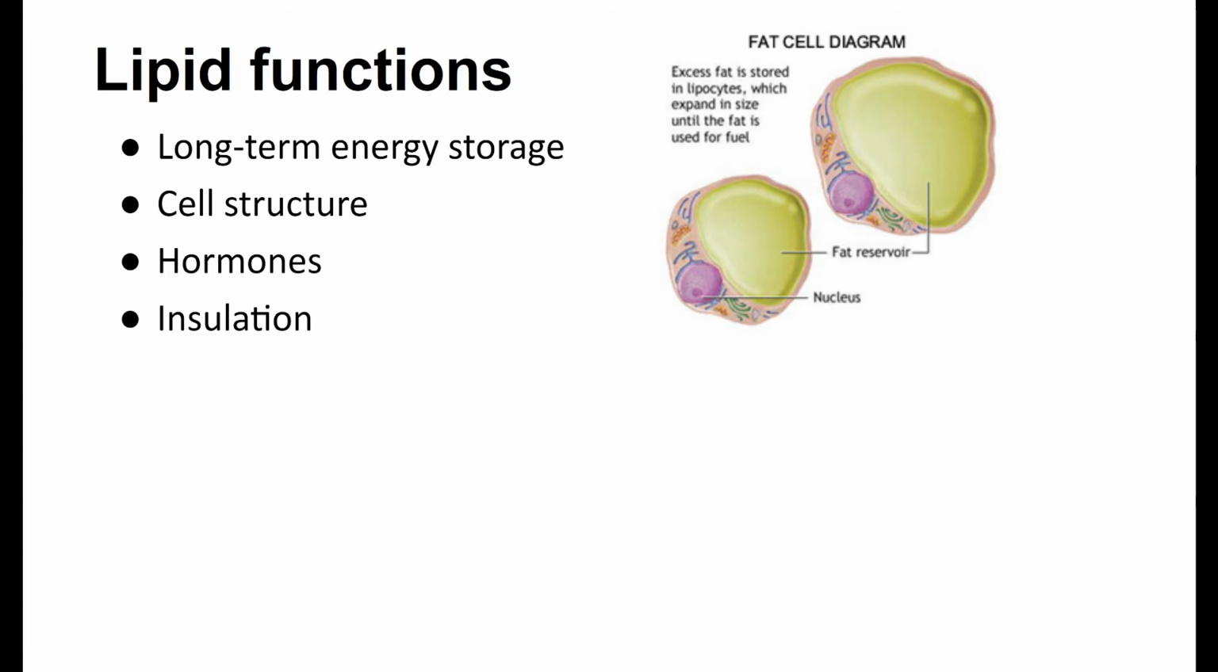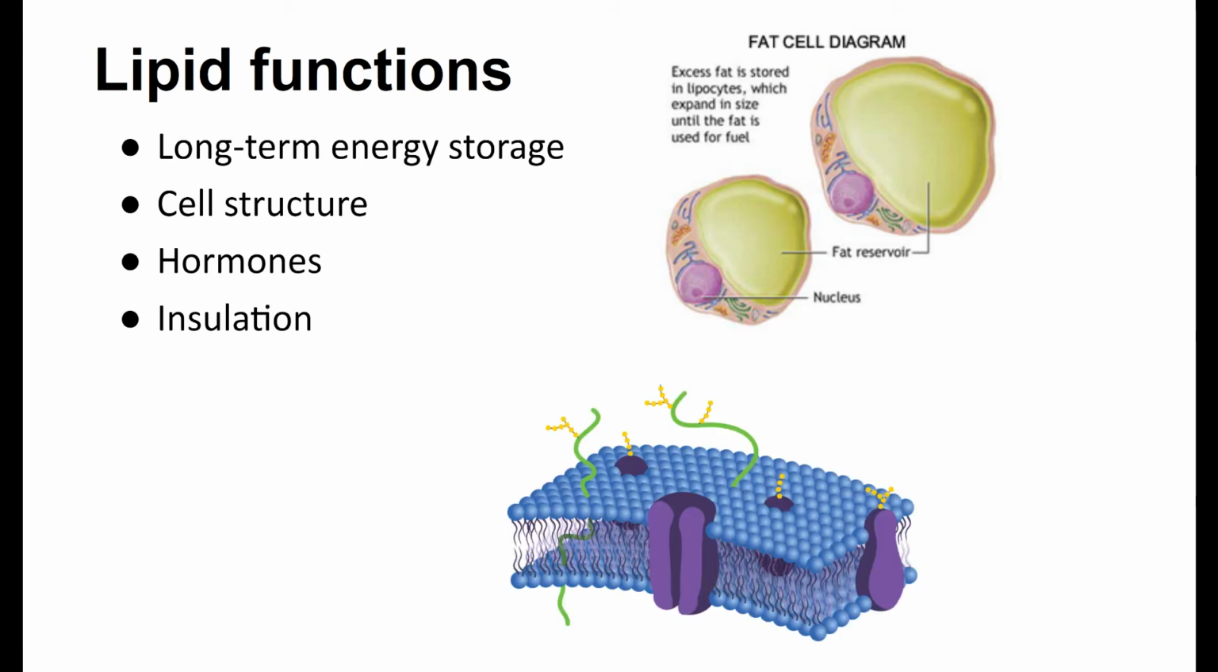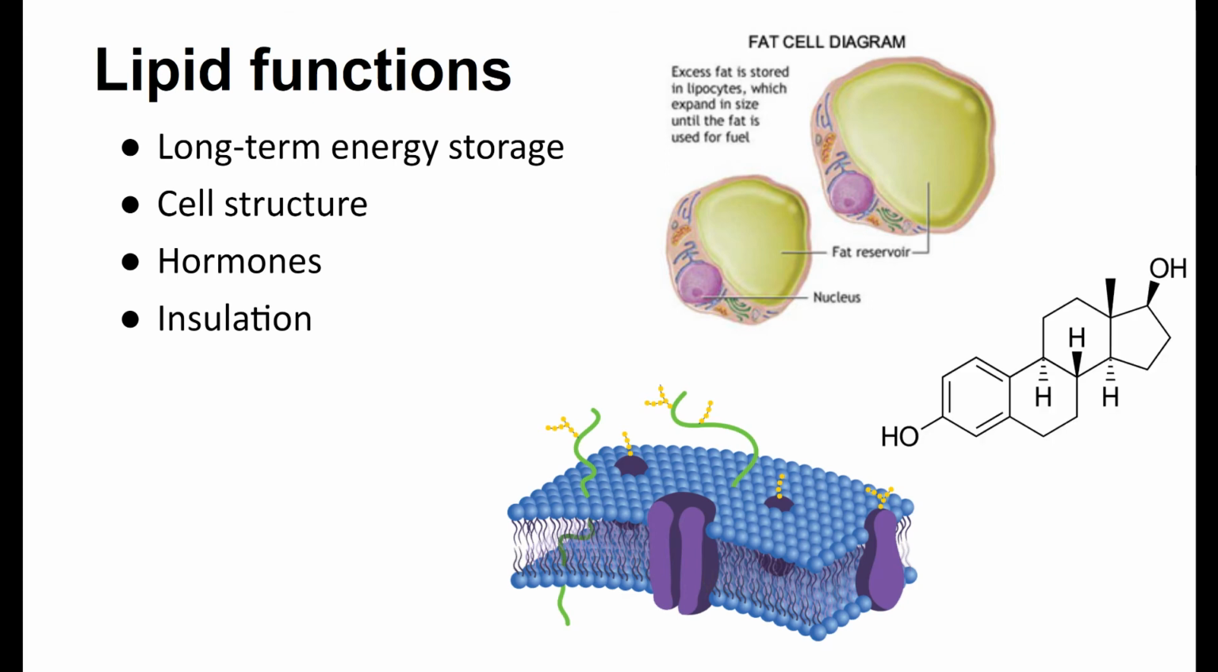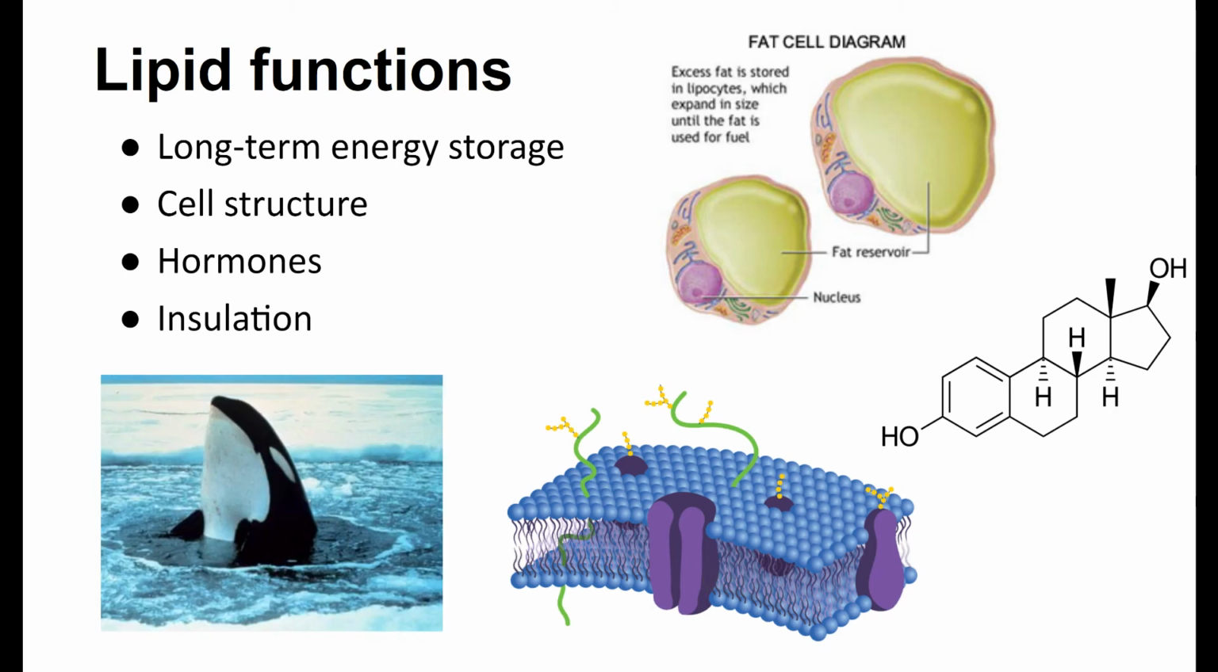Also, fat doesn't have to be animals like us. Things like avocados and nuts also have lipids for long-term energy storage. And cell structure, the membrane of your cell, the outside of the cell, is actually made of a special type of lipid. Hormones, that's a picture of estrogen. Sex hormones like estrogen and testosterone are lipids. And finally, insulation. So we have a little bit of insulation, but especially animals that live in cold climates like this whale here or polar bears have a lot of fat on their bodies to help keep them warm.